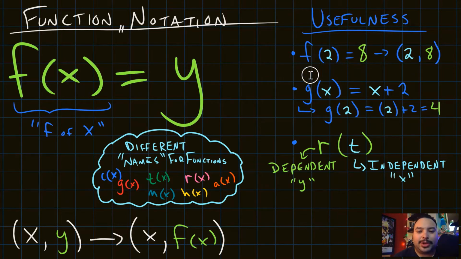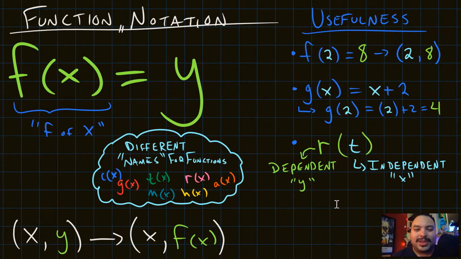We can also use it, if we know the equation, to help us more quickly substitute and solve for certain values. g of x is equal to x plus 2. And if I want to know what g of 2 is, I can just quickly replace the x in my equation with this 2. It's kind of nice to be able to see, oh, okay, I have to plug in a 2 where my x used to be. So anywhere I see an x in my equation, now there's going to be a 2. That can also help you figure out, oh, well, g of 2 is equal to 4. Now I have a coordinate that I can plot on a graph, that I can chart on a table, a lot of different uses.